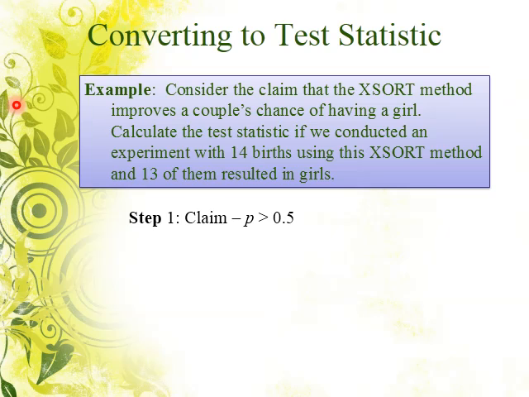Step 2 then is to identify the opposite. The opposite of a greater than statement is less than or equal to. So our opposite statement is p is less than or equal to 0.5. Now to use this information to get our null and alternative hypothesis, you have to identify which one has the equal statement in it. And of course the less than or equal to has an equal statement in it, so that will be our null hypothesis, p equals 0.5. The other one, p is greater than 0.5, will be our alternative hypothesis.